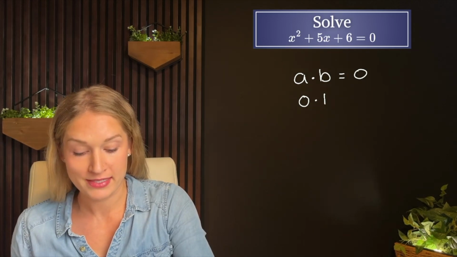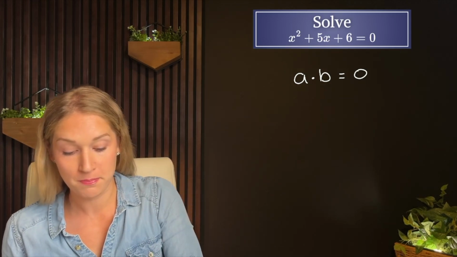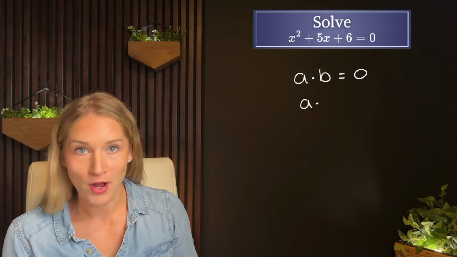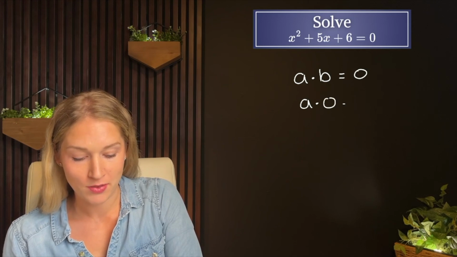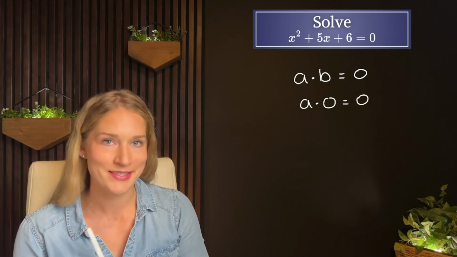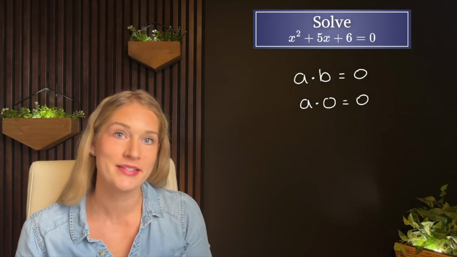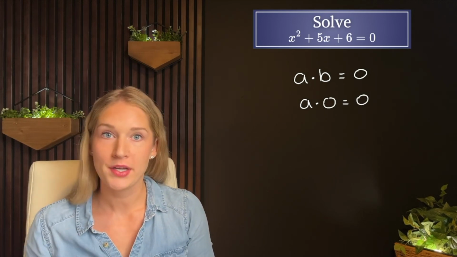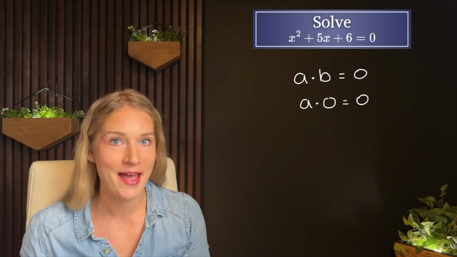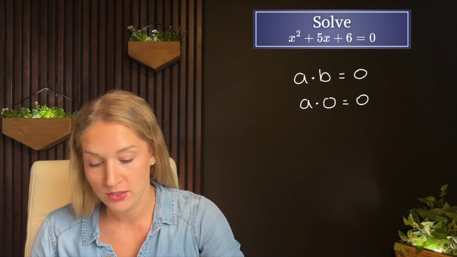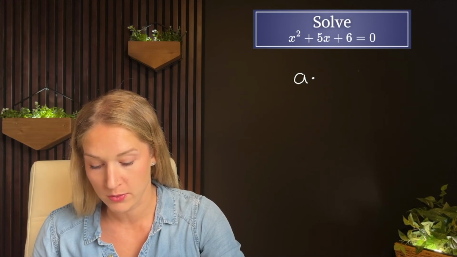Now, with the same logic, I could have B is 0. So then I would have A being whatever it is times 0, and that would still give me 0. So when we have two factors whose product is 0, one or both of those factors has to be 0 in order for this to work out. So that's the logic we're going to use as we go through and solve the equation above.